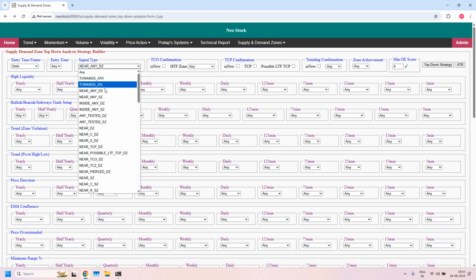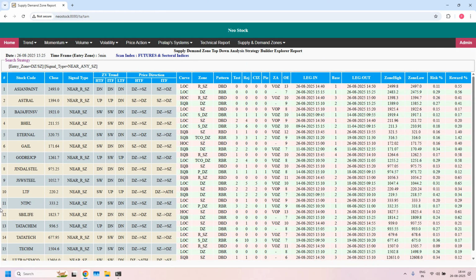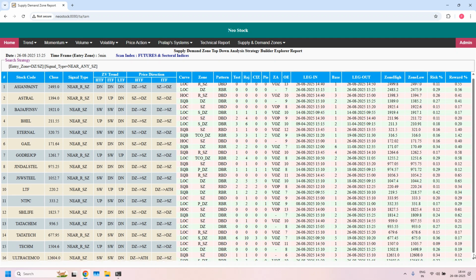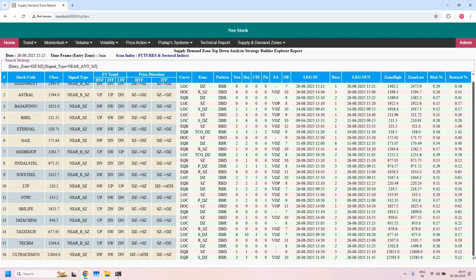Next, stocks near to the 5 minute supply zone. We got first 15 stocks in the list. Scrolling the list down. Total we got 16 stocks. So this is about finding the stocks near demand and supply zones.